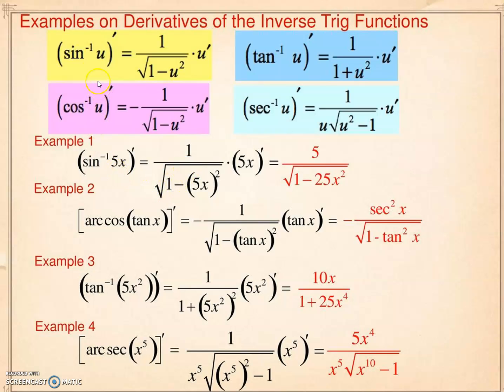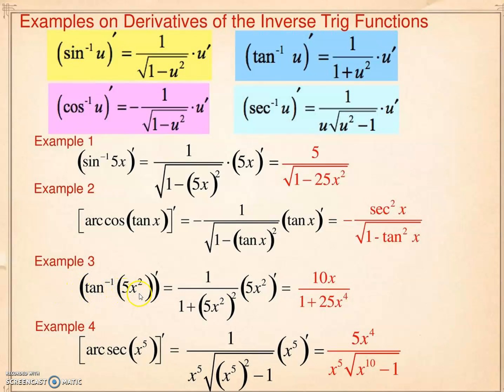We take the example sin inverse of 5x, whose derivative is 1 upon under root 1 minus u square, that is 1 upon under root 1 minus (5x) squared, times the derivative of 5x, which is 5. So the answer is 5 upon under root 1 minus 25x square. Now arc cos of tan x: the derivative is minus 1 upon under root 1 minus tan square x into the derivative of tan x, which is sec square x. So it is minus sec square x upon under root 1 minus tan square x.